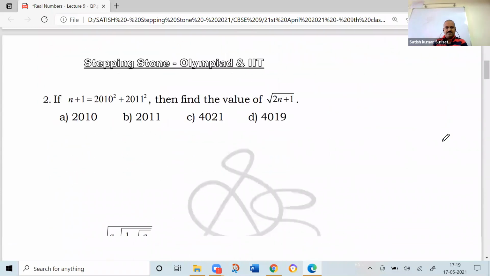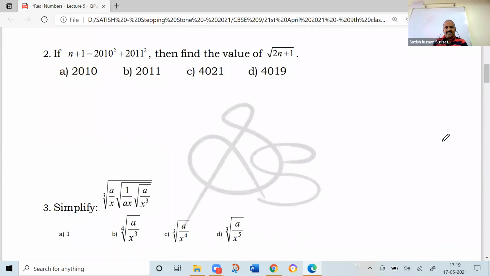Second problem. Have you tried the second problem, anybody? So here root of 2n plus 1 is there. Already n plus 1 is given. So from this you calculate n and add it to n plus 1.